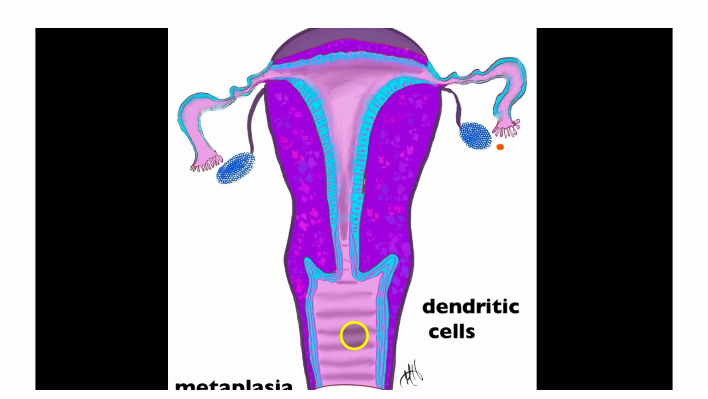Additionally, there are dendritic cells within the connective tissue lining the vagina, and the dendritic cells are immune cells whose main role is to activate other immune cells in times of infection.